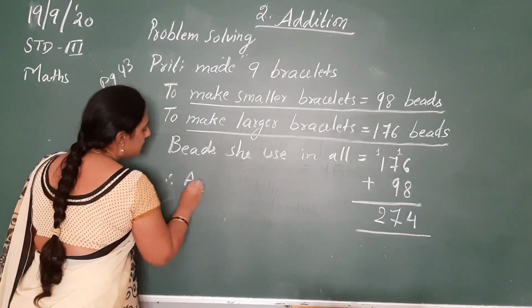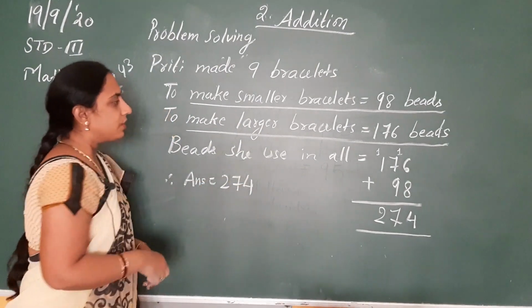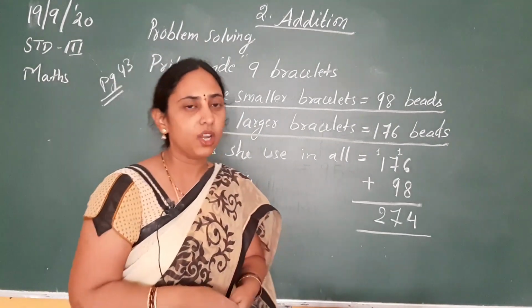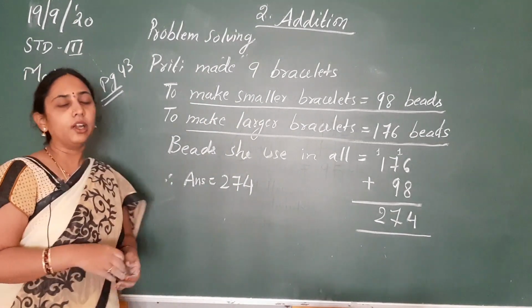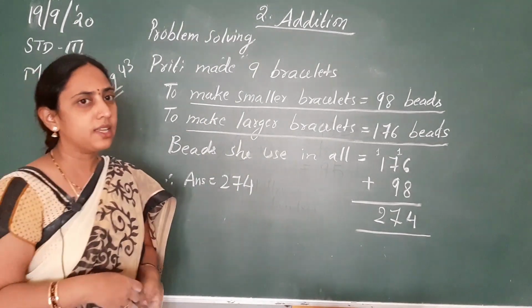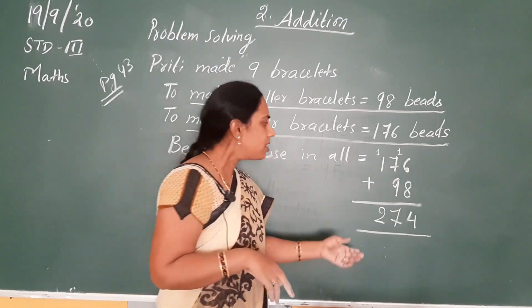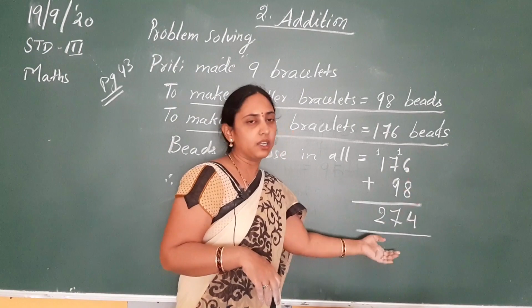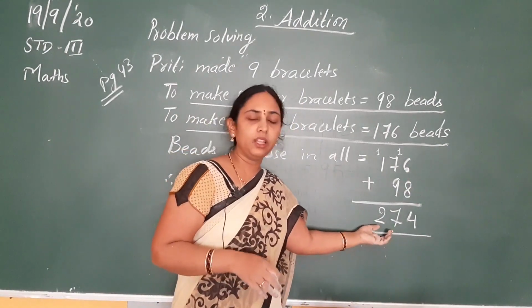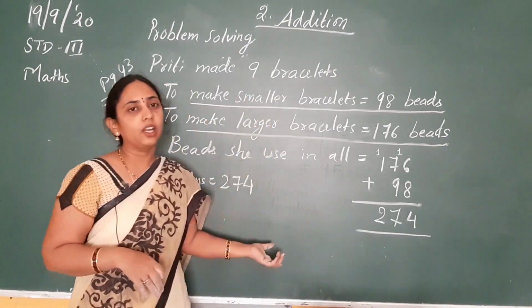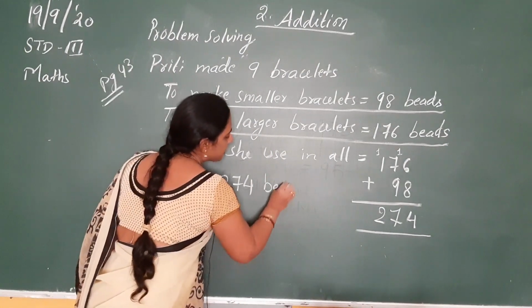Therefore, the answer is equal to 274. Clear? So this is how you will solve all the questions on page number 43. That is the problems. You have to underline which information is important for us, and we have to do this only. Whatever blank space is given, you should solve only in this part. Right, beta? This whole is not required. No need to write the steps. You have to write only the solving part, and then you have to find the answer, and you have to write the answer as 274 beads.